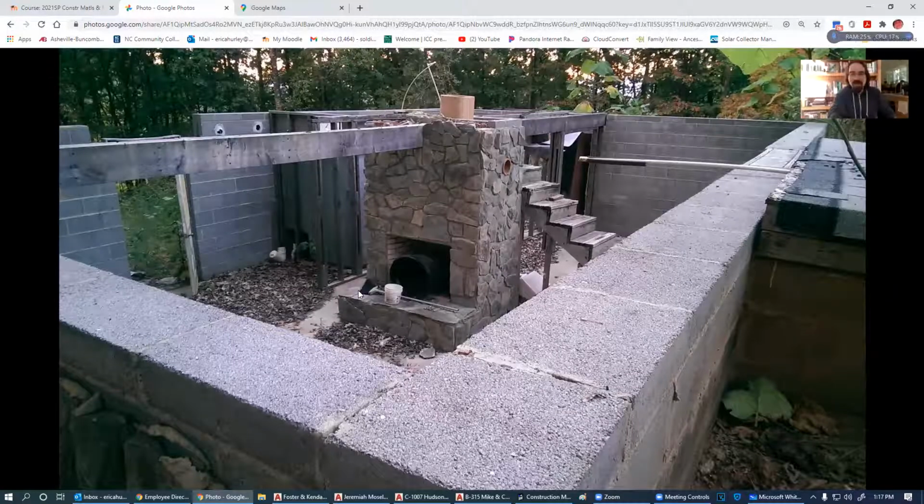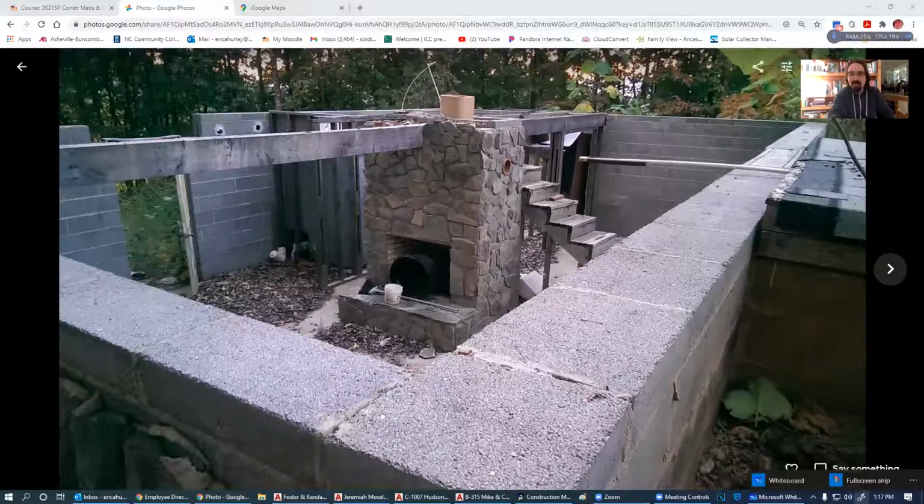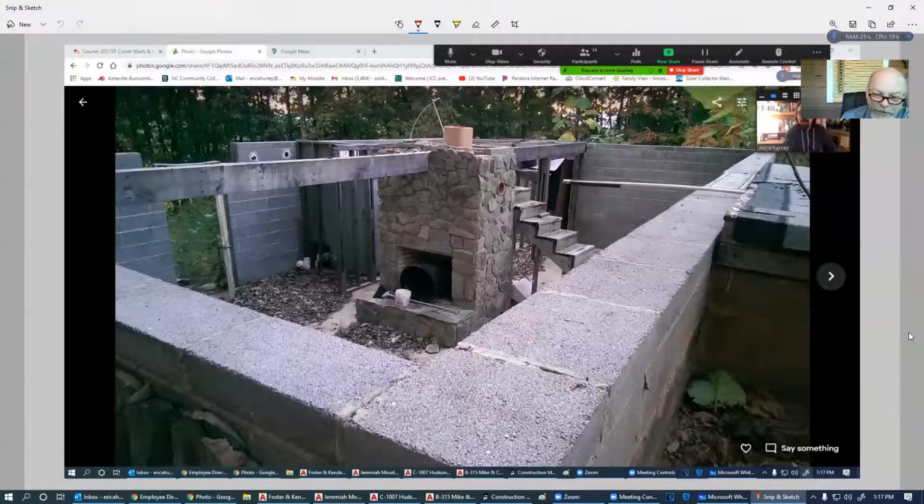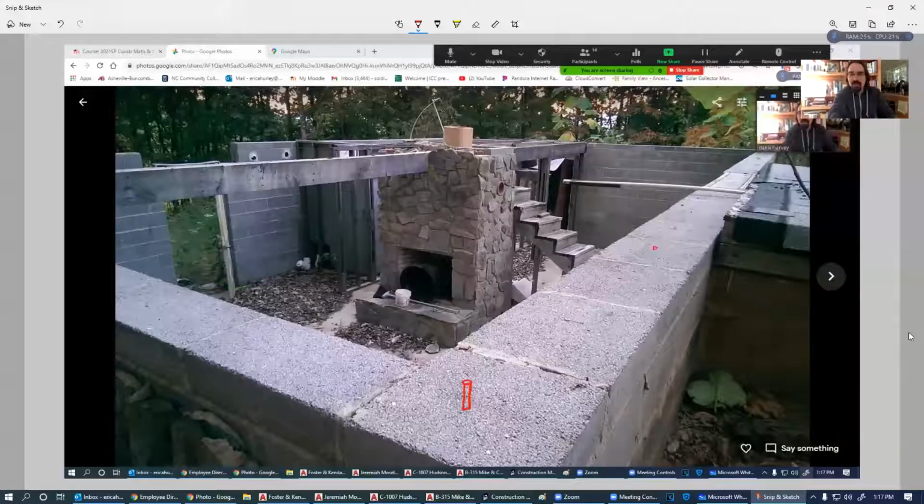Right now I'm looking at a picture where I'm going, well, there's no capillary break. There's no sill seal there. They've capped on top of the block. Okay. Sure. What about that? What are those? Yeah, so there's no J-bolts to fix the framing to the top of the foundation.